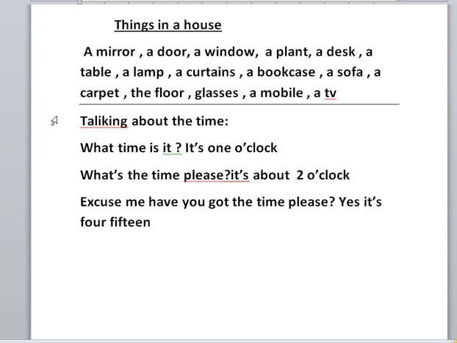It's about talking about the time. What time is it? It's 1 o'clock. What is the time, please? It's about 2 o'clock. It's about 7 past 11, for example. Excuse me, have you got the time, please? Yes, it's 4:15. It's easy to say that. It's not important to say past, okay? Don't worry about that. 4:15, 9:20, 9:30, 9:50. It's very easy to say it.